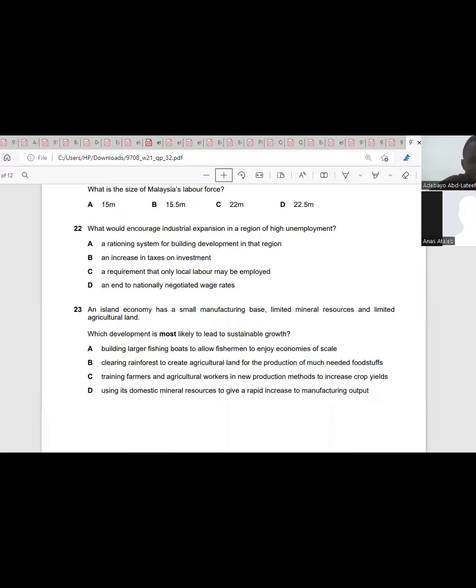23. An island economy has a small manufacturing base, limited mineral resources, and limited agricultural land. Which development is most likely to lead to sustainable growth? Build large fishing boats.